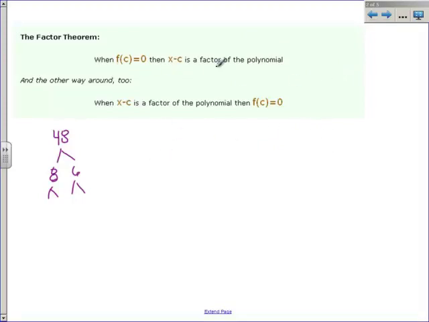And sometimes we just don't know where to start. This tells us where to start. If we can find out any time that the remainder was 0, so we have f of c equals 0, then we have found a factor, which is going to be a lot of synthetic division. But anyway, so that's what the factor theorem says.